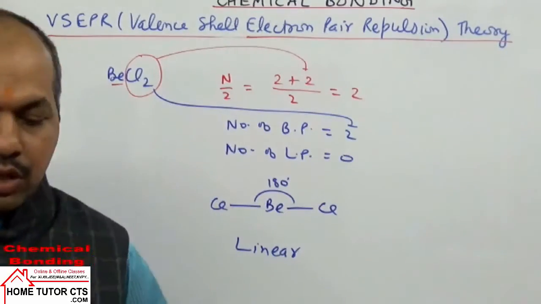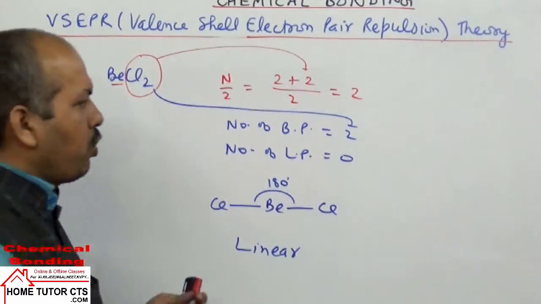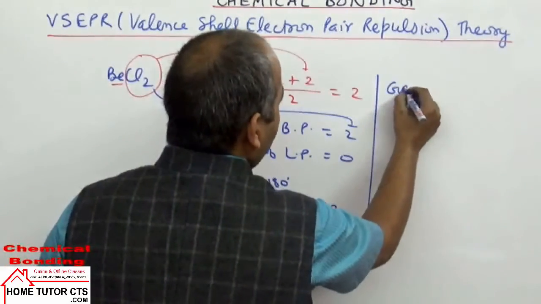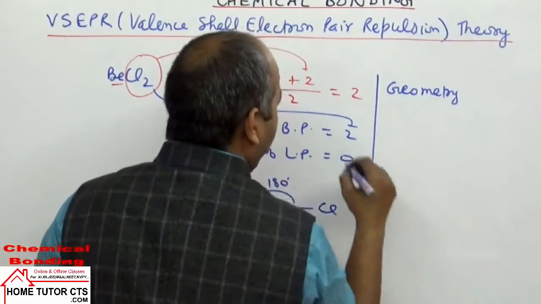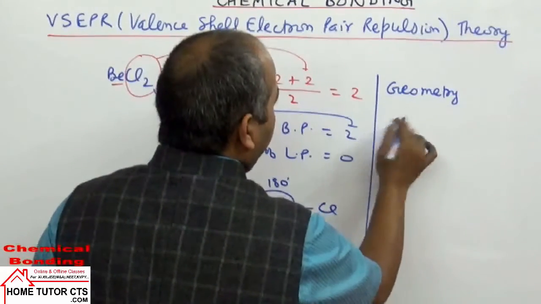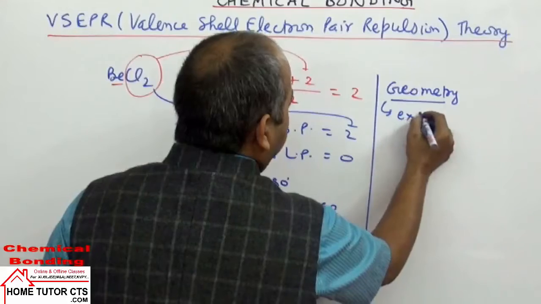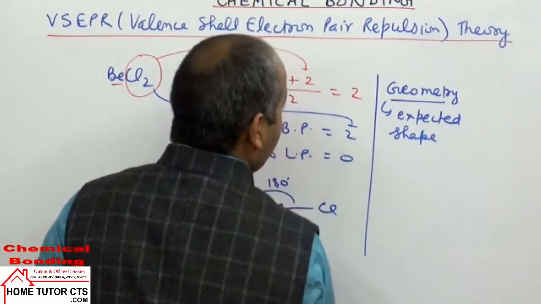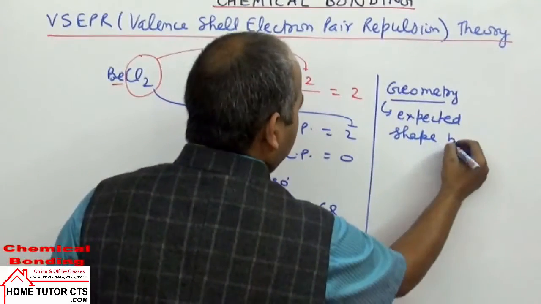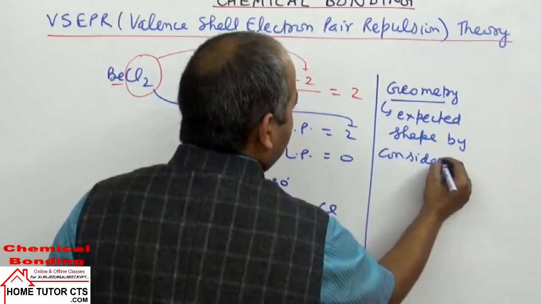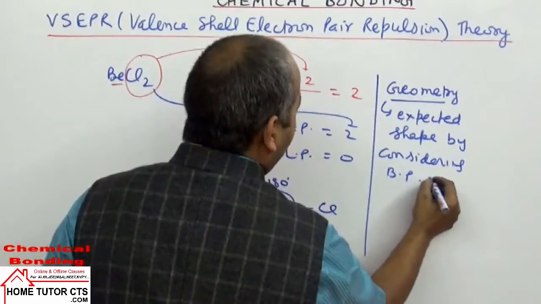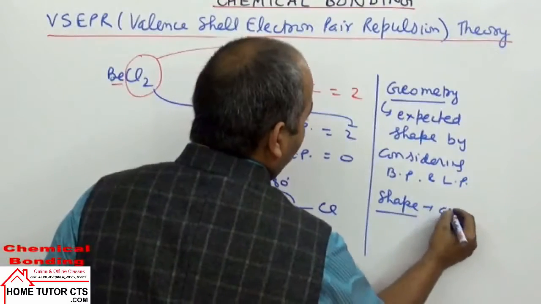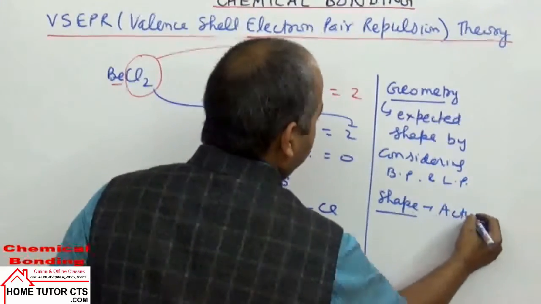Now in this drawing of shapes, we can take 2 things. One is called geometry, and one is called shape. Normally we don't distinguish the 2 terms. Geometry is the expected shape, obtained by considering everything, both bond pairs and lone pairs. But for the shape of the molecule, we consider what is called the actual shape.